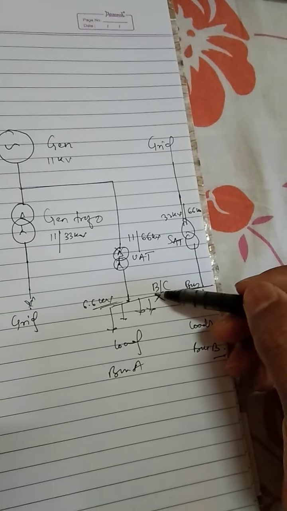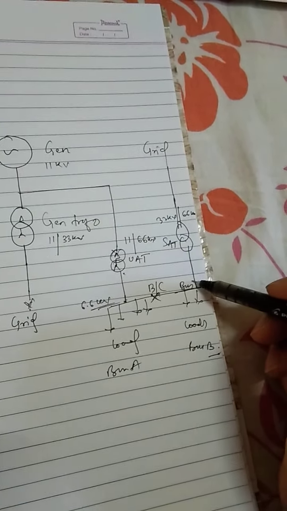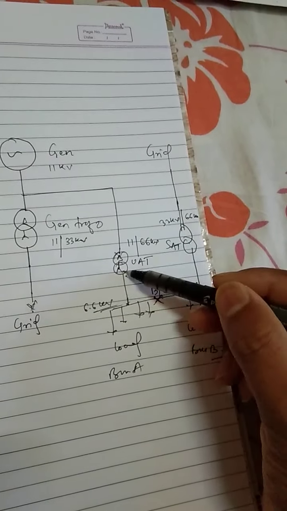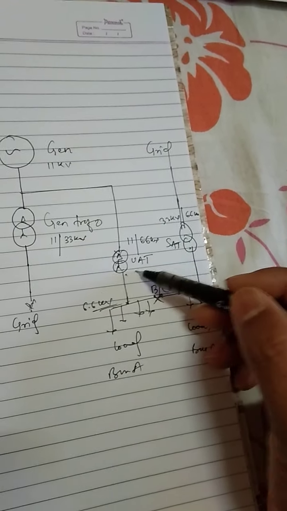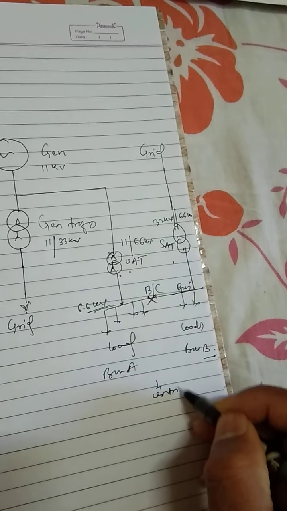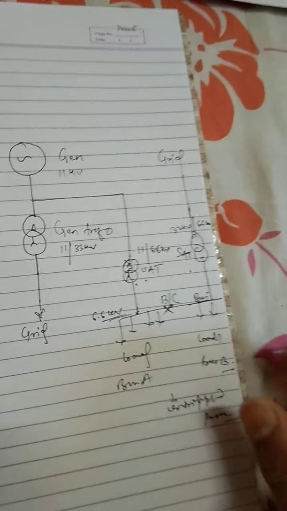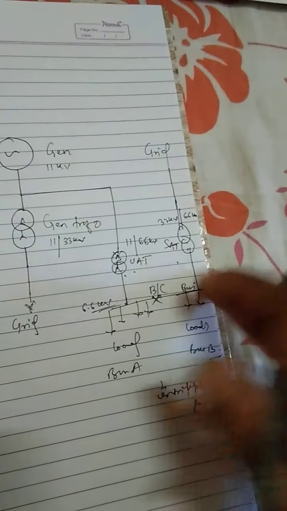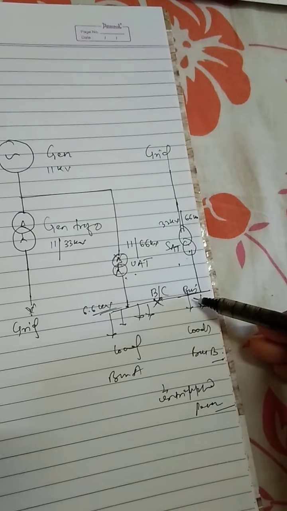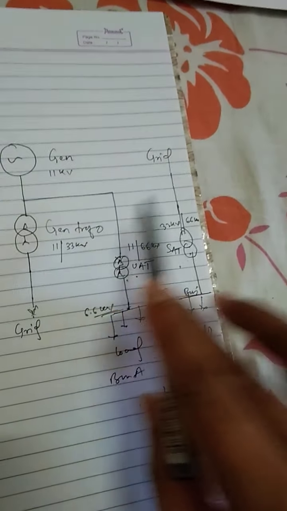In that situation, the bus coupler is closed, only the UAT is in line, and the SAT is off. Then we need to change over from UAT to SAT. When the UAT fails, the SAT will come in line and there will be uninterrupted power from the SAT. So the SAT will ensure that loads are getting supply even after the UAT or generator fails. So this is the basic SLD. We can discuss more if you want.